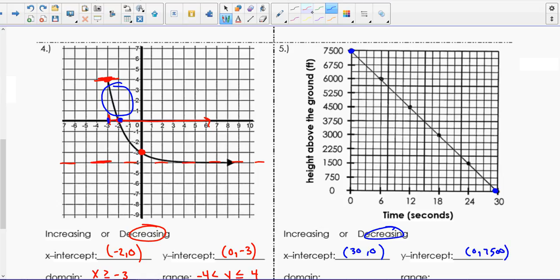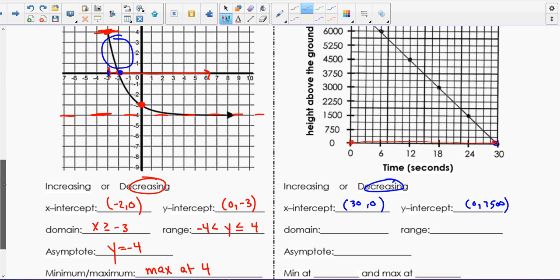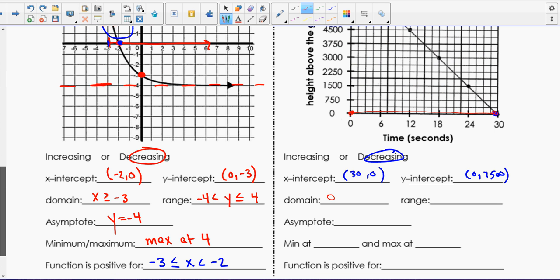The domain is your x values. My x values are going from 0 all the way to 30. So my domain is from 0 to 30. It's talking about my x values. At 0 there is a point, and at 30 there is a point, so I want to include both of those with equal. My range is my height.